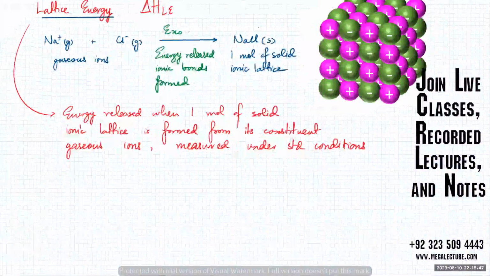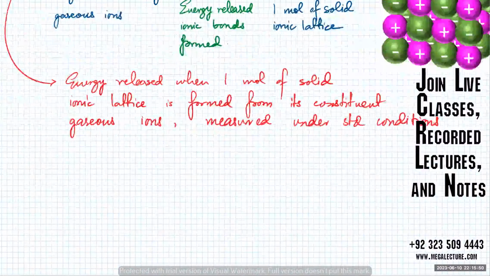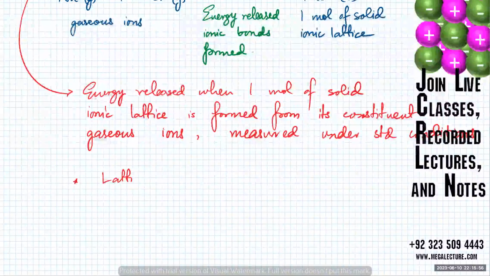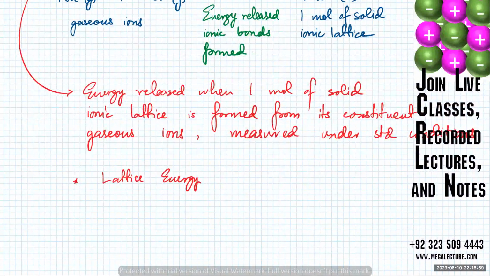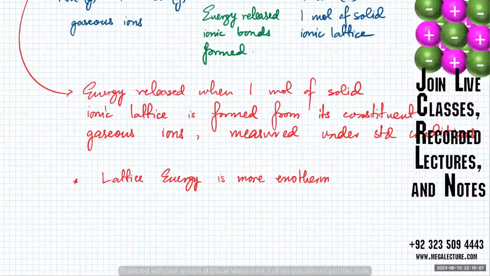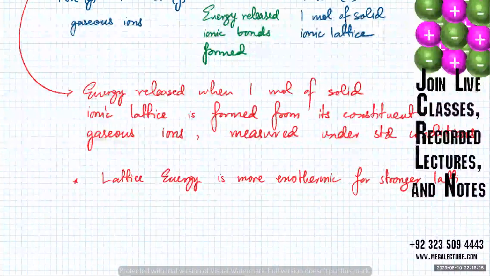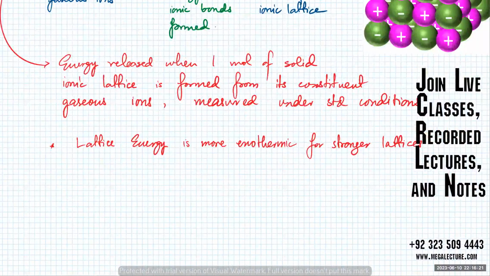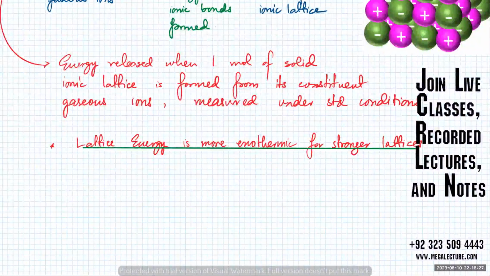Now, the other thing is that if a stronger lattice is formed, that's going to be more exothermic. So lattice energy: stronger bonds getting formed, it's going to be more exothermic for stronger lattices. So what are the factors that determine the strength of the ionic lattice?